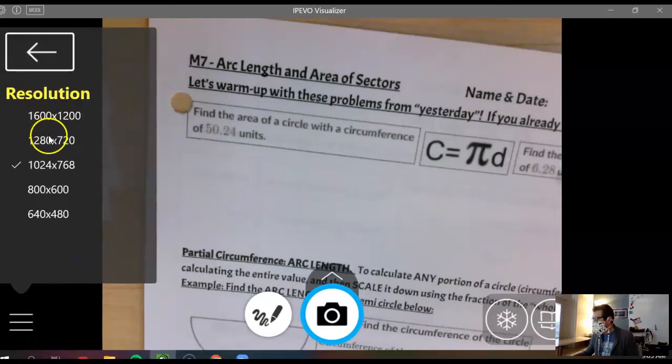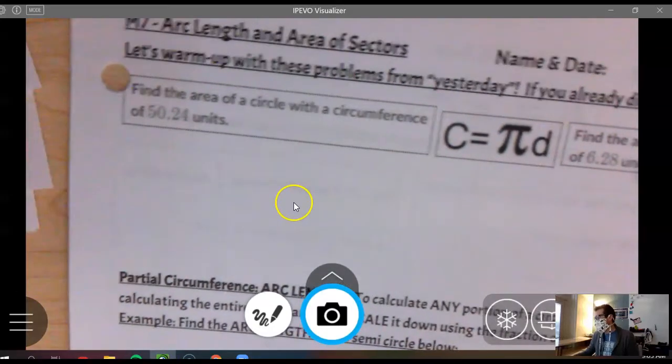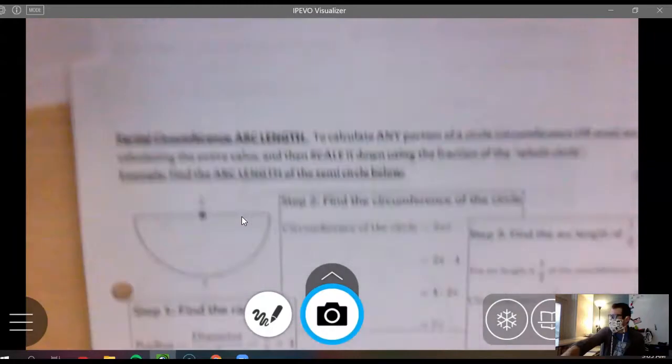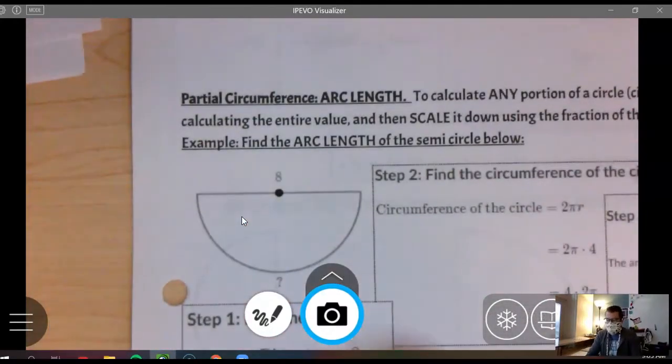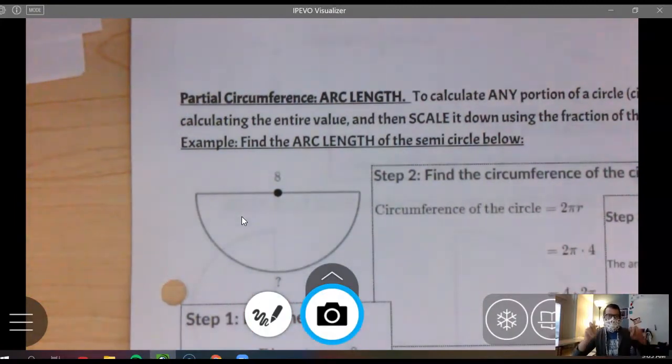Check it. I figured out how to change the ratio. Boom! Now it's most of the screen that is my paper. All right, so down here, this is what we were talking about and kind of mildly arguing.